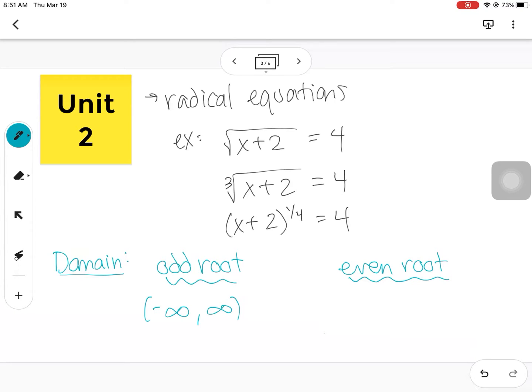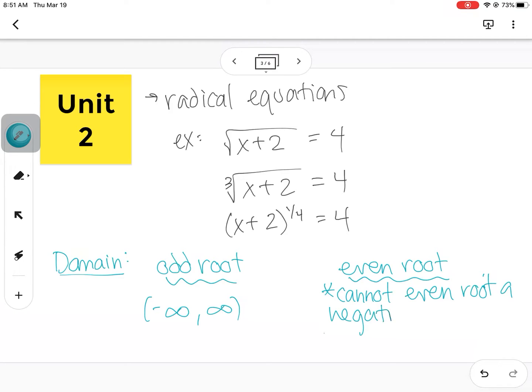When it is an even root, you need under your root to be something more specific. We cannot plug anything we want into this because we're going to have some limitations. The limitation here is that you cannot even root a negative number. So what you are going to have to do is set your radicand, R-A-D-I-C-A-N-D, to be greater than or equal to 0 and solve.